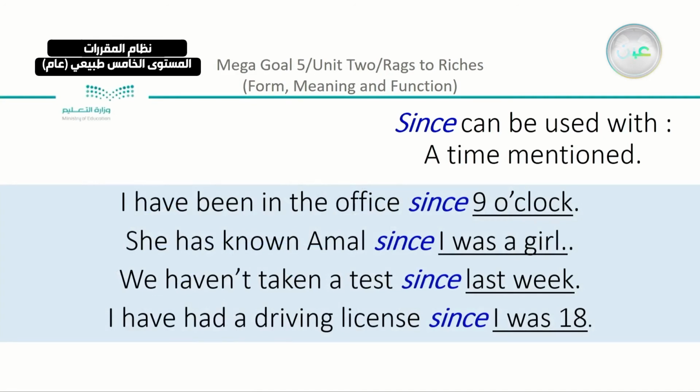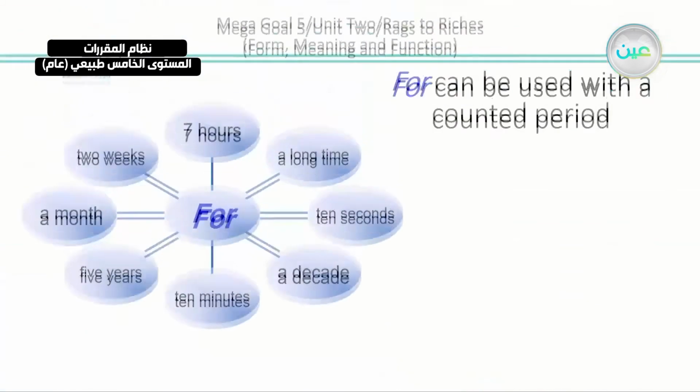On the other hand, these are our examples. We can say, for example, I have been in the office since 9 o'clock. She has known Emma since I was a girl. We haven't taken a test since last week. And I have had a driving license since I was 18.